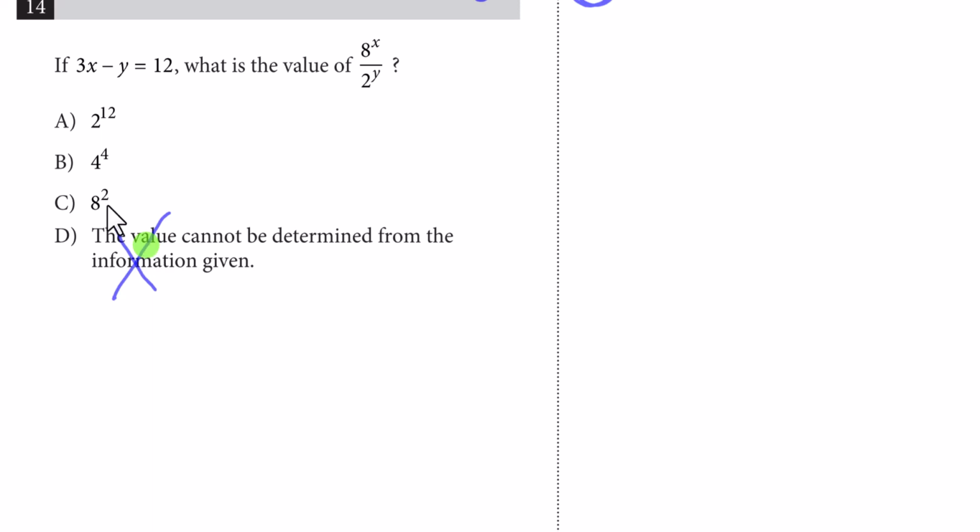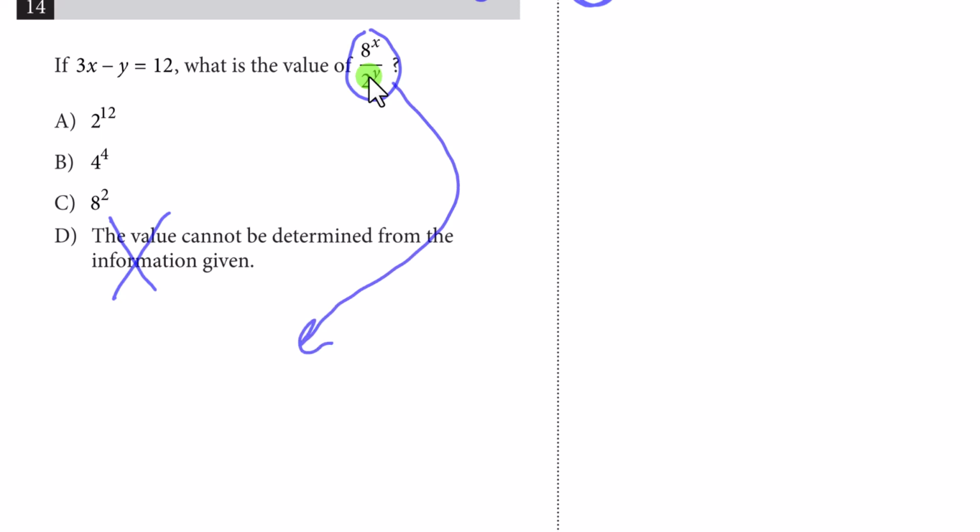For now, we're going to ignore the part where it says 3x minus y equals 12. We're going to deal with this. Okay, so we have 8 to the x over 2 to the y. A lot of people wonder, okay, what am I going to do about this? This all goes down to the laws of exponents. So, first thing you want to do, we're going to take this and we want to have the same base.